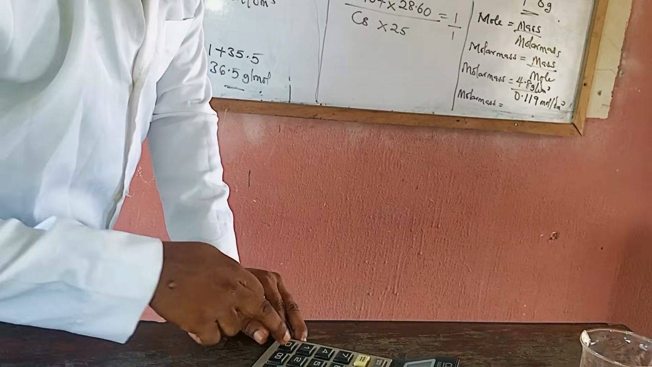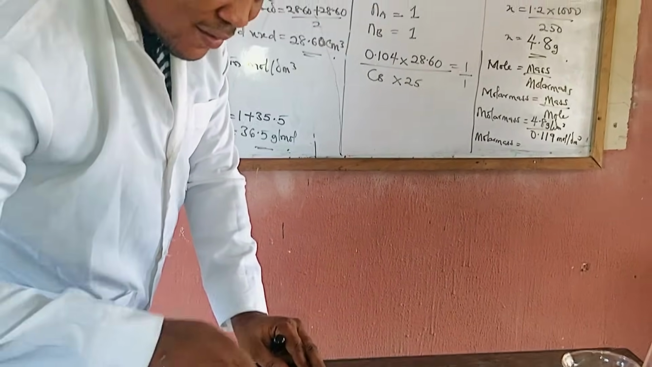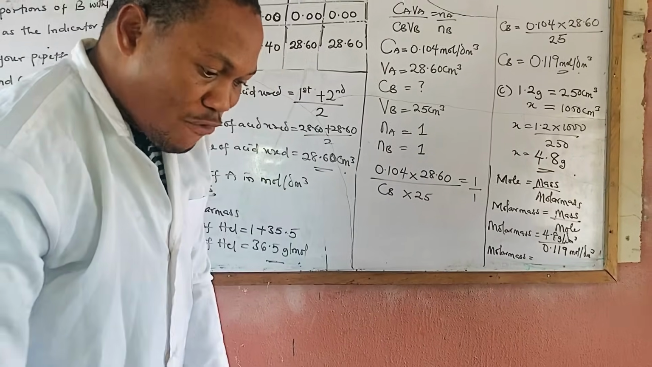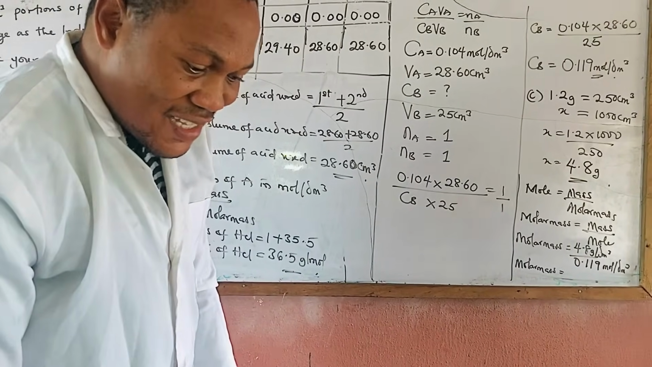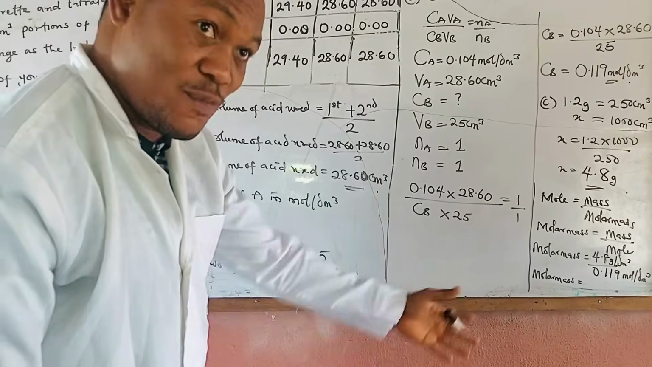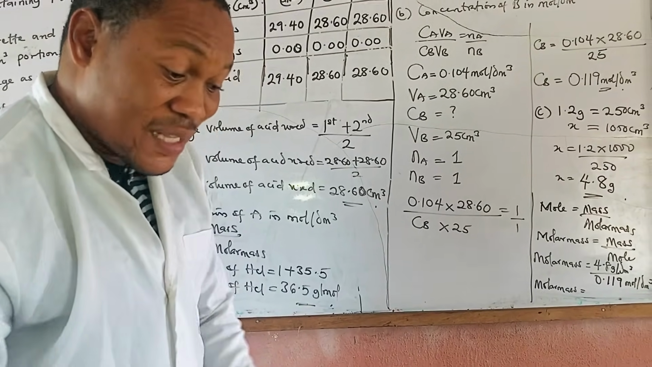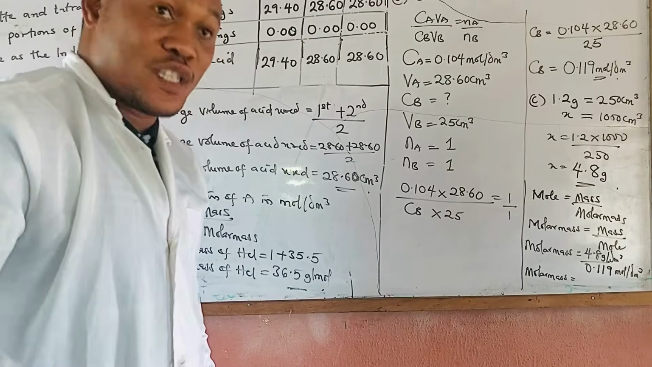4.8 divided by 0.119 gives us 40.3. Let's give it to one decimal place, because this is molar mass, of course. So you can have it to one decimal place. So this is 40.336, so let's have it as 40.3.